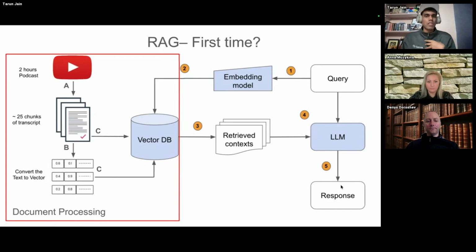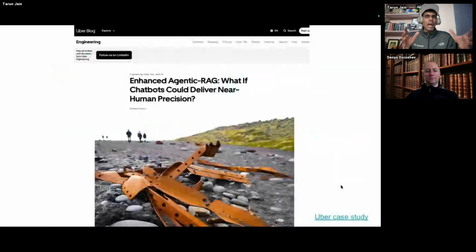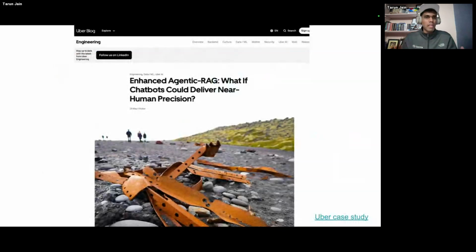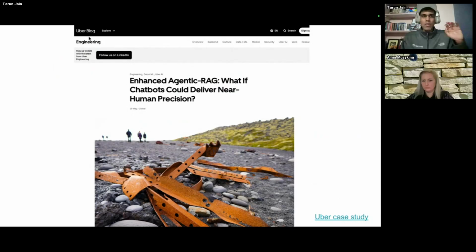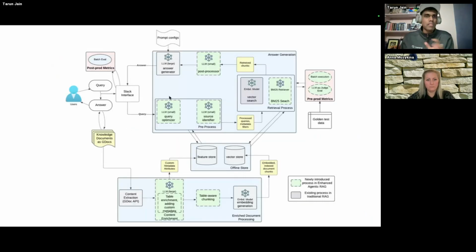But what we will do is use a technique called hybrid search, which was also referred to in a blog article that Uber had released. If you look at this article, Uber released an article that says how they built their enhanced agentic RAG. What if chatbots could deliver near-human precision? If we look at their architecture diagram, this is how it looks.